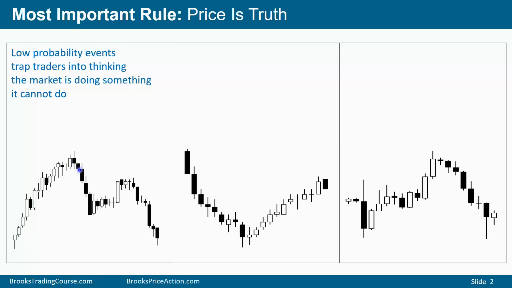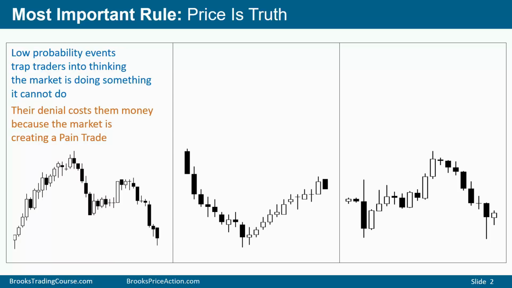Yet once you start to see 2, 3, 4 bear bars closing on their lows and the bodies getting bigger, the market is telling you it doesn't matter what you thought was likely. If you keep denying that the market can go down and you keep buying, you're going to lose money. Price is truth. If the market's going down, you have to sell. It doesn't matter if it doesn't make sense. If it's going down, you have to sell.